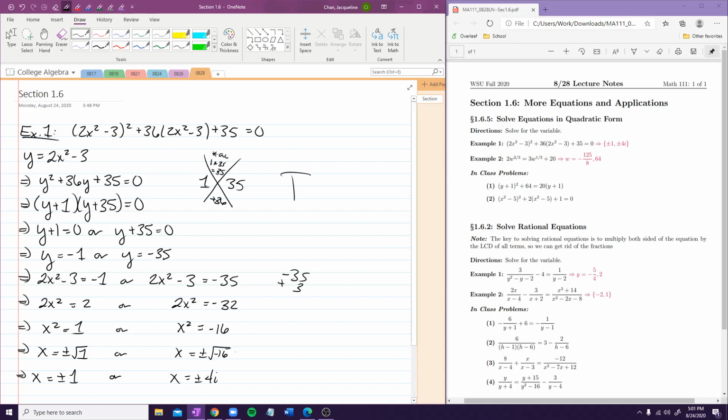A step I skipped, this is optional, doesn't matter: I pulled out the i first. And then 4 squared is 16, so the square root of 16 is 4.